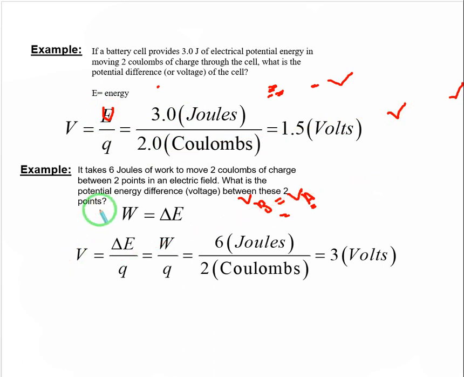In the second example, it takes 6 joules of work to move 2 coulombs of charge between two points in an electric field. Energy is available, and the point charge is available. What is the potential difference between these two points? Again you have this formula. Work and energy are the same, as I told you. So 6 divided by 2, and you will get the potential. This is a simple numerical.